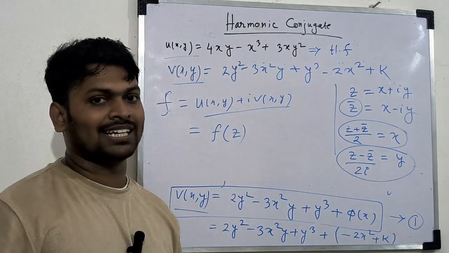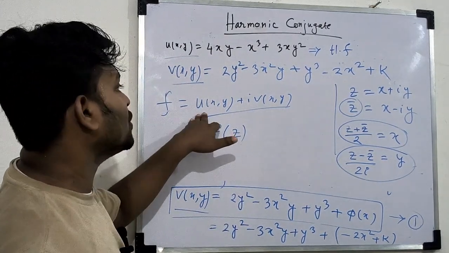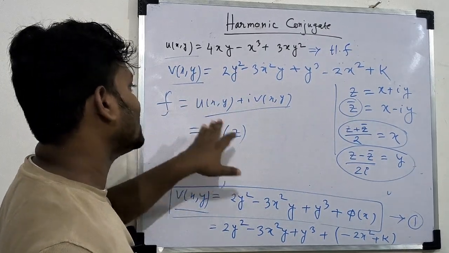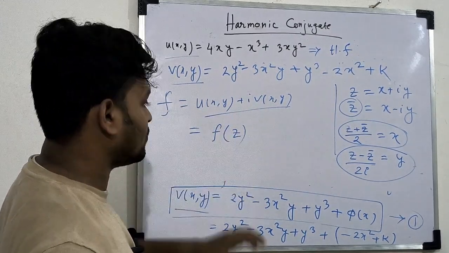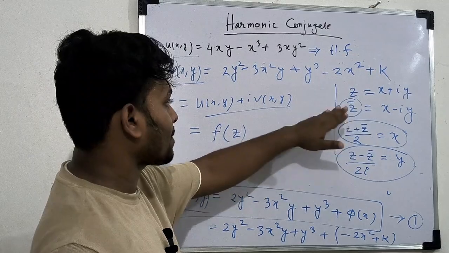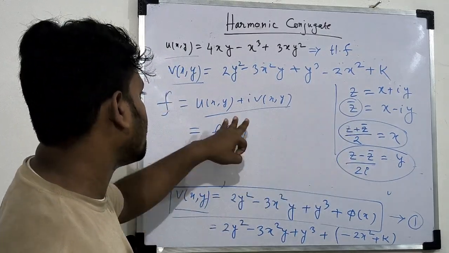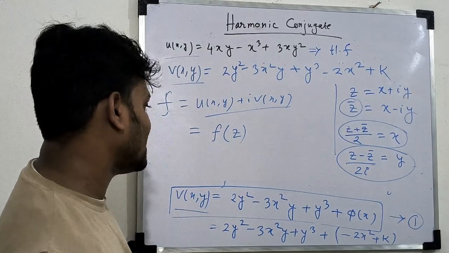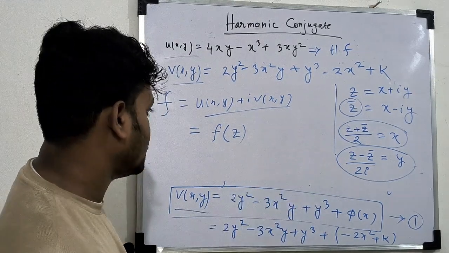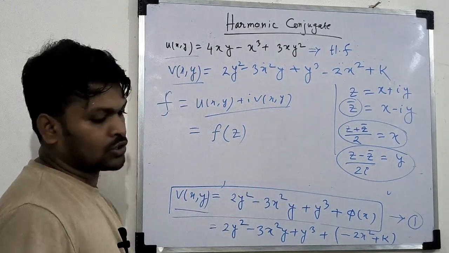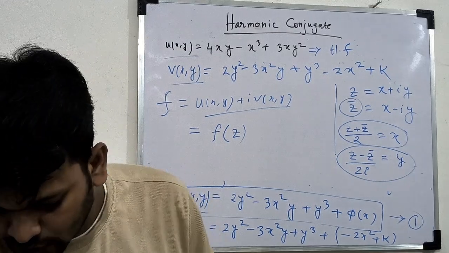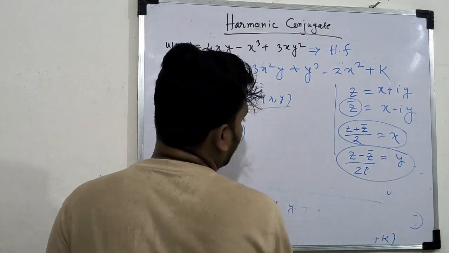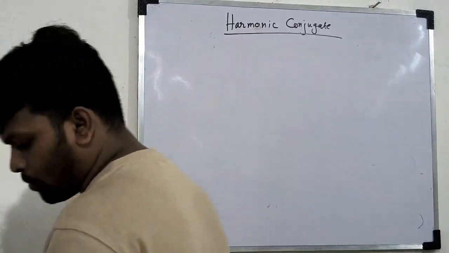So whenever you are asked to find f equal to u plus iv as a function of z, you have to put the values of x and y in terms of the complex number z and its conjugate z bar. So that's it. In the next video, I will solve a similar problem.